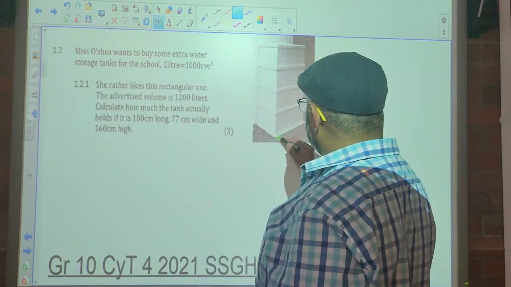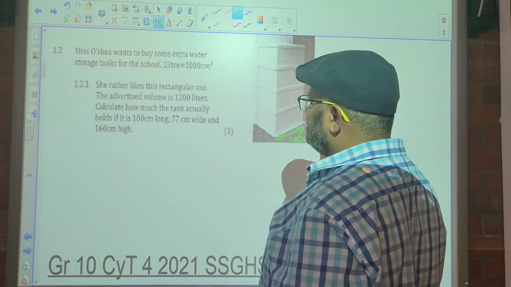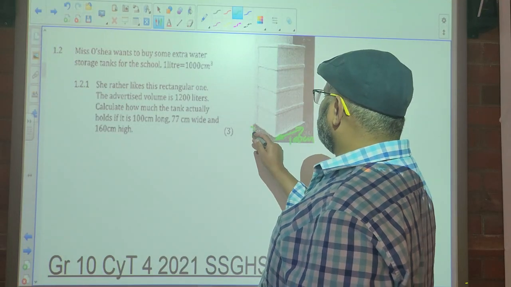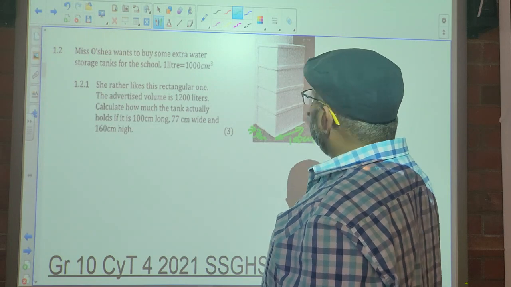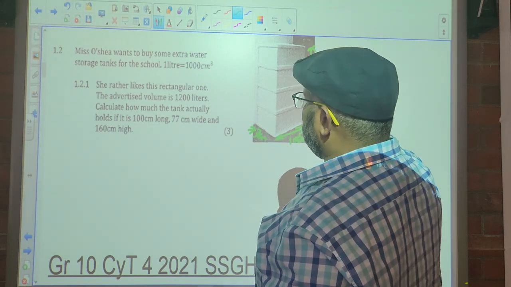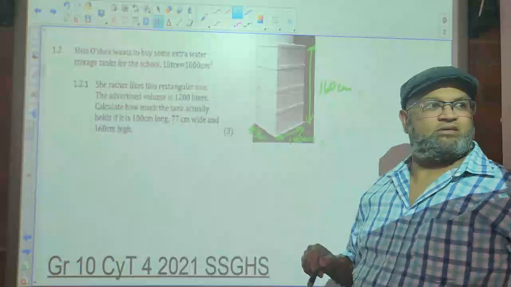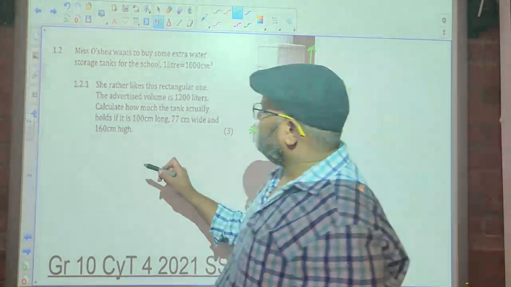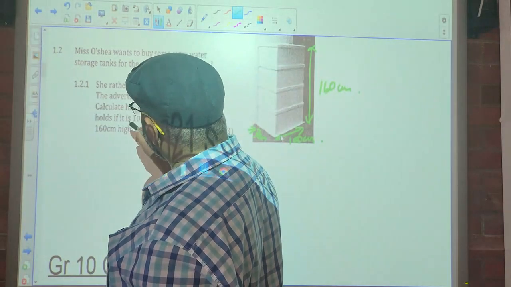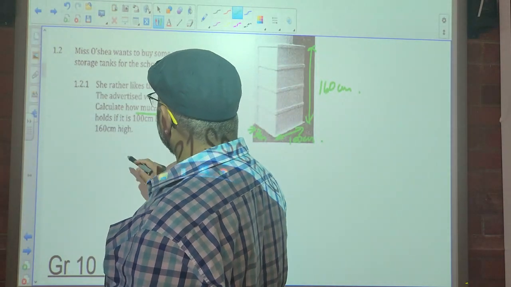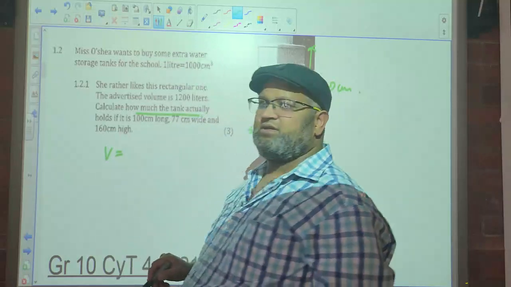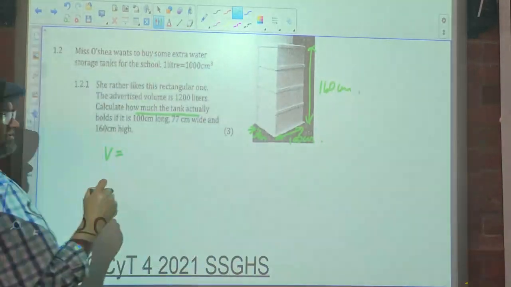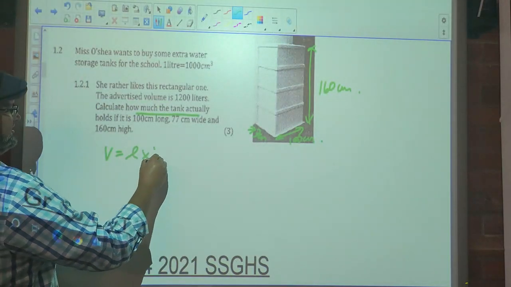So that's going to be 100 centimeters by 77 centimeters wide and 160 centimeters high. Okay? So if it speaks about calculate how much the tank actually holds, it's talking about the volume. You all agree with that? So how do you calculate the volume of this? It's going to be length times breadth times height.